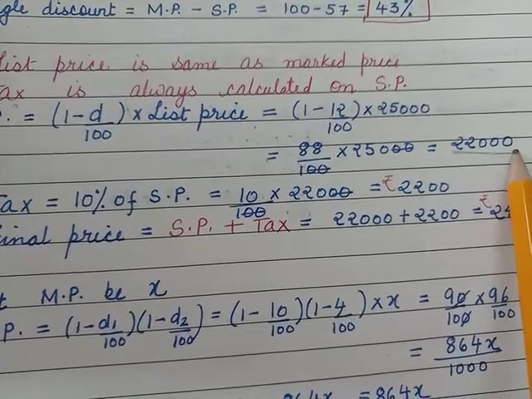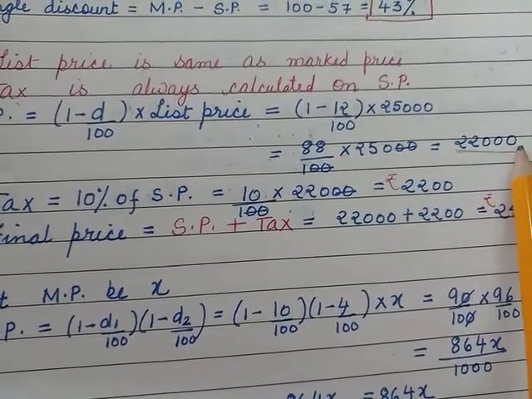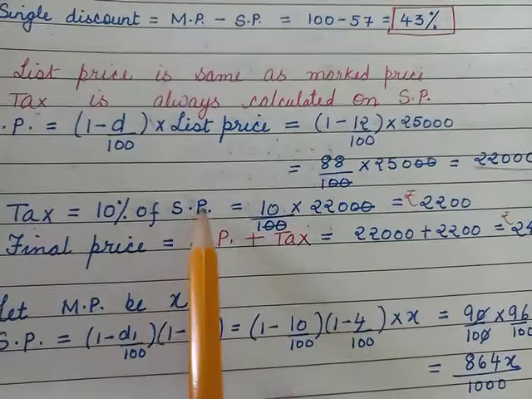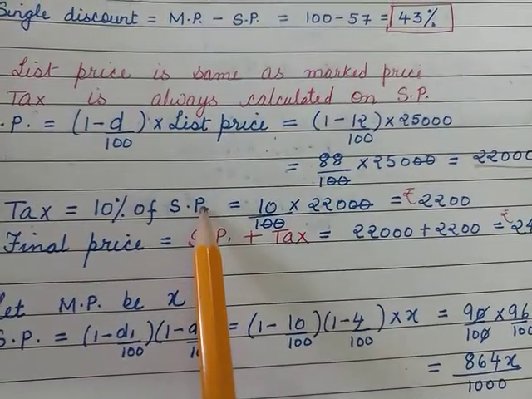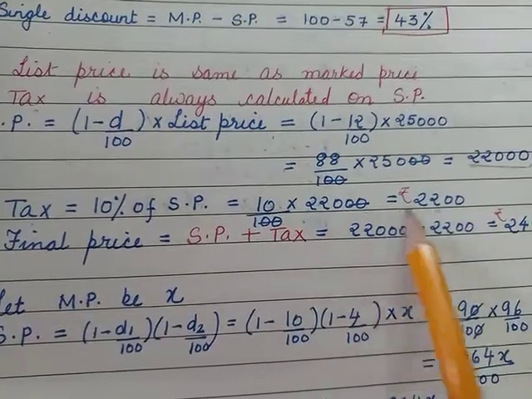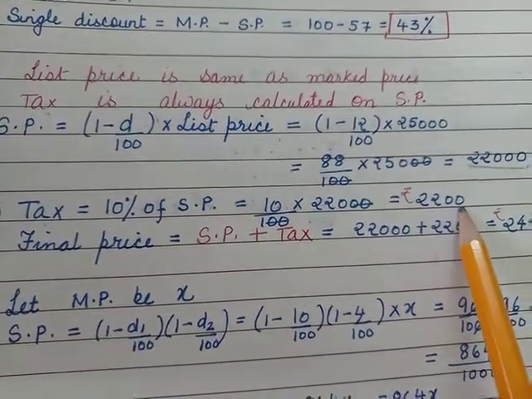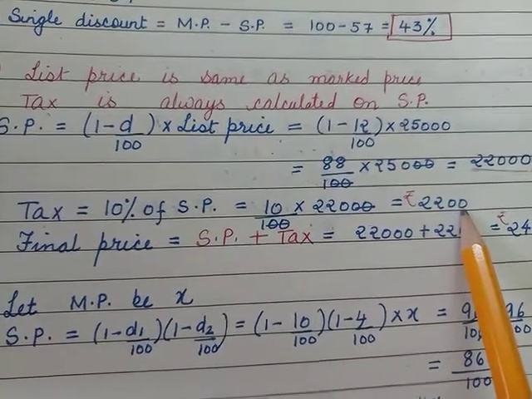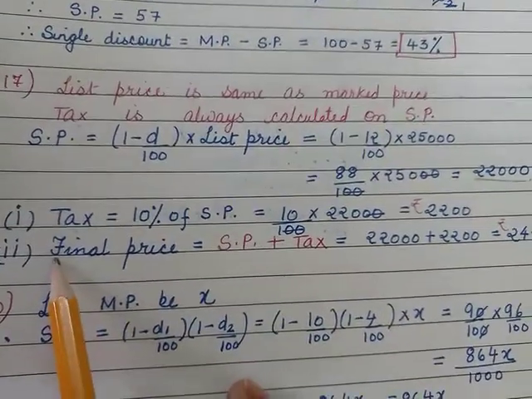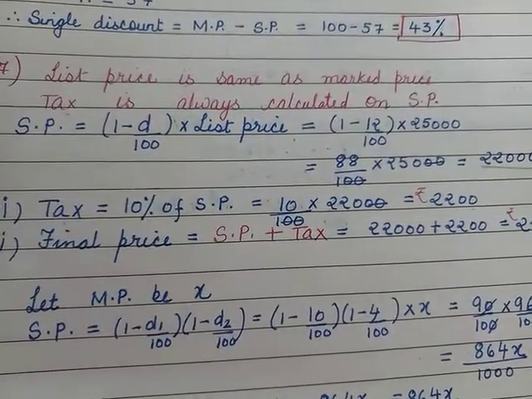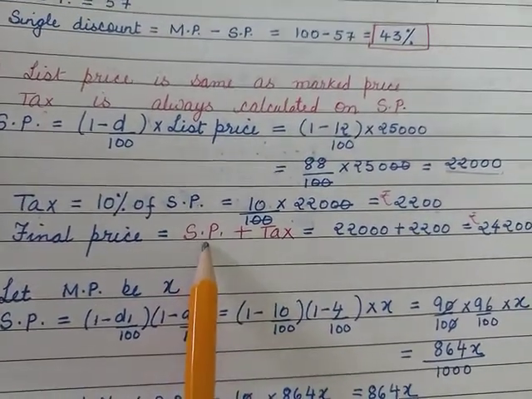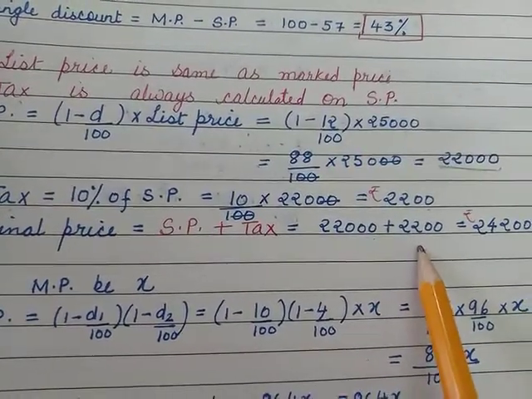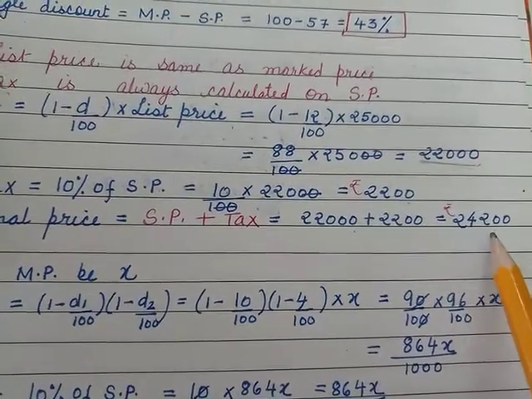So he has to pay 22,000 rupees for the machine, as well as he has to pay 10% tax. Then we calculate tax. Tax is 10% of selling price. We always calculate tax on selling price. So 10% of 22,000 will give you 2,200. So in the first part they were looking for how much tax is paid by the customer, that is 2,200. In the second part we are looking for the final price he paid for the washing machine. So he has to pay the price as well as the tax. So the price is 22,000 plus tax 2,200, that becomes 24,200.